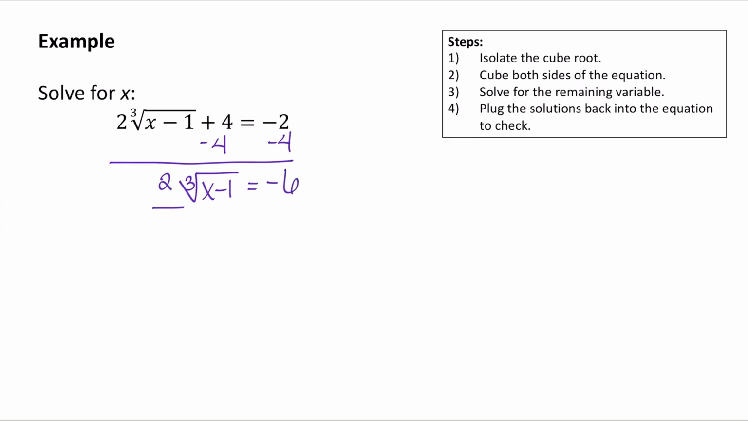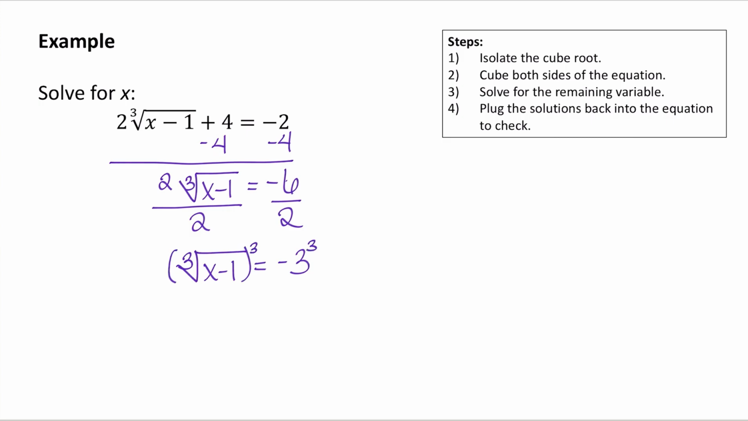Now I need to divide both sides by 2 to get rid of that 2. That leaves me with the cube root of x minus 1 equals negative 6 over 2, which is negative 3. Now finally the cube root is isolated, so we can undo it by raising both sides of the equation to the third power.